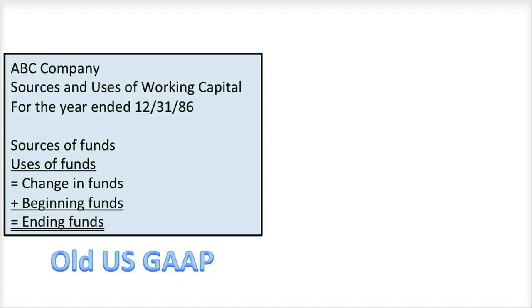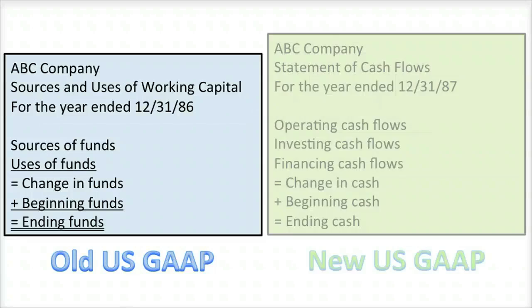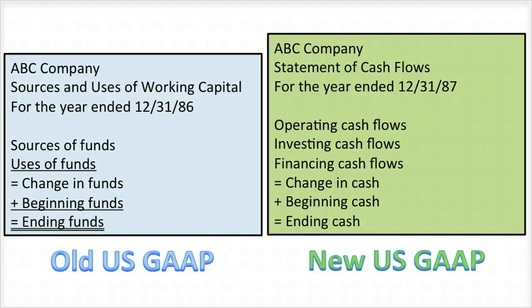However, in 1987, based on users' demands and an appropriate due process, the FASB issued Financial Accounting Standard 95, which required companies to issue a different statement that focuses solely on increases and decreases in cash. This new statement is called the Statement of Cash Flows.